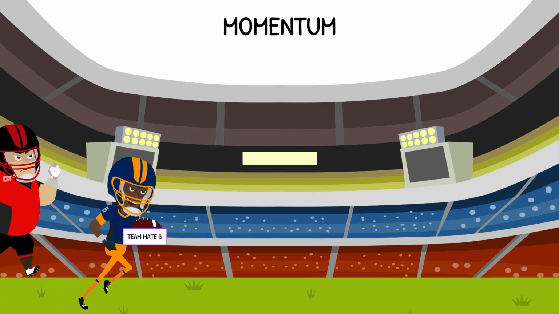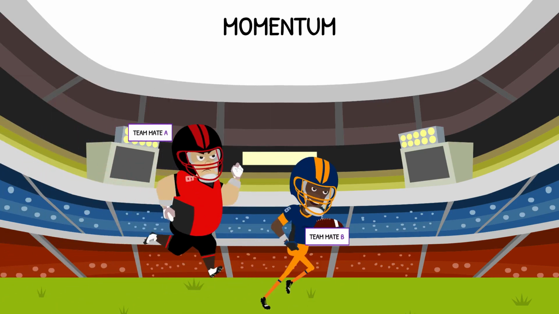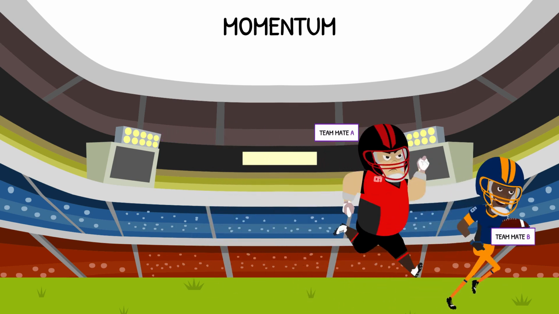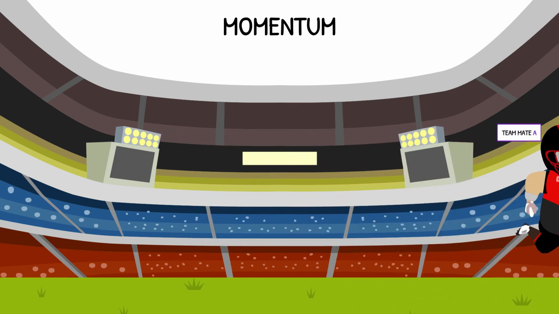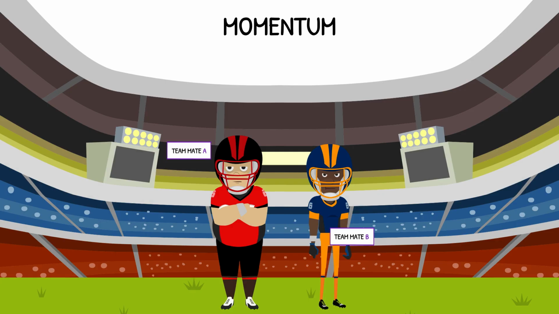Here's a question. Teammate A and teammate B are travelling at the same velocity during a game. Which of the two would have the most momentum? If your answer to that question was teammate A, then you're correct. But why? What do we mean by momentum?